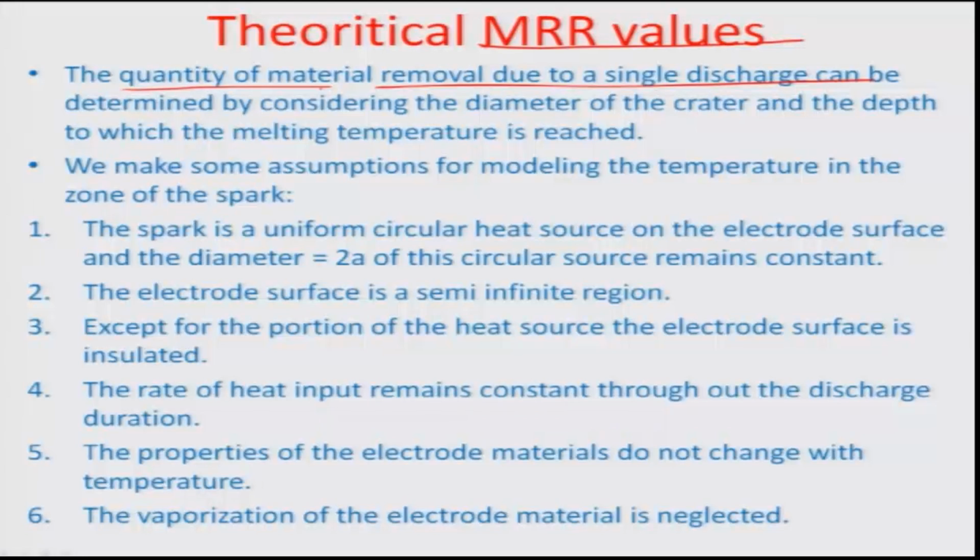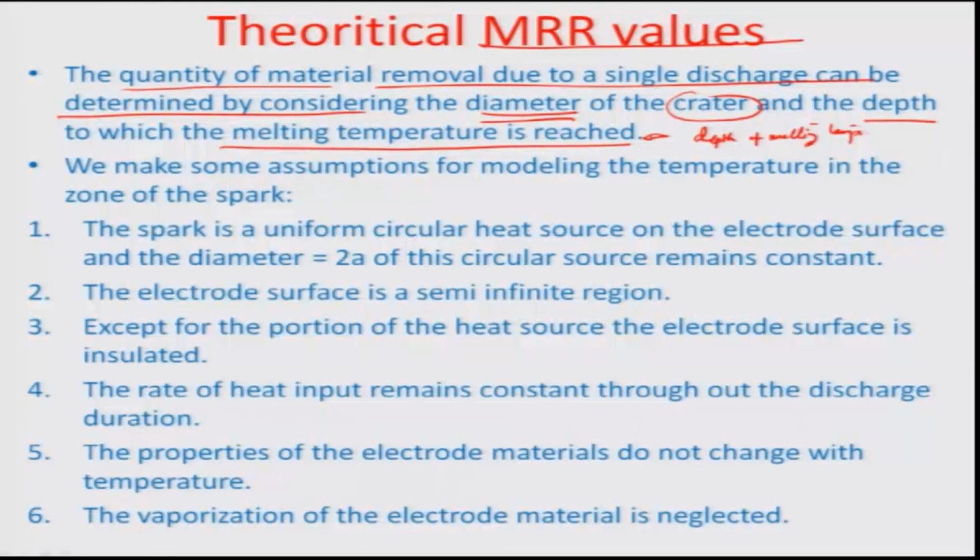So, we have to first look at the quantity of the material, which will be determined by considering a crater being formulated with a fixed diameter and depth up to which the melting temperature is reached, and this is a very important point in EDM which we better know as depth of melting temperature. So, obviously, wherever the temperature of the material is above or equal to the melting point, those are really the areas which get molten.